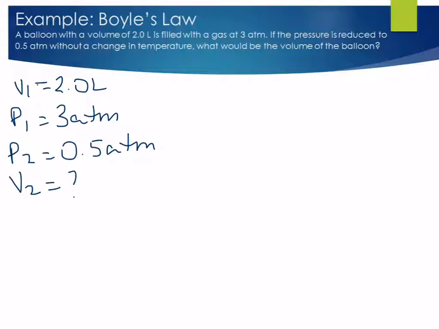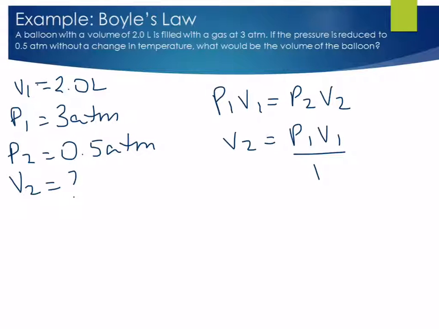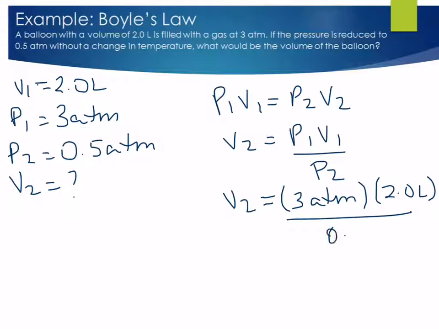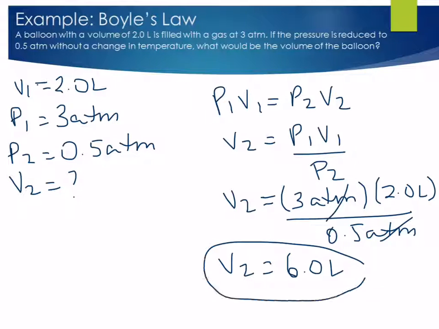So we're decreasing the pressure here. So that means we're actually going to be allowing those gas particles to move a little bit more freely. So we should get a higher volume. So our formula is P1V1 equals P2V2. And if I rearrange that for V2, it would look like this. And then we can put our information in. So we have 3 atmospheres times 2 liters over 0.5 atmospheres. So the atmospheres will cancel. We'll be left with a unit of liters, and we get 6 liters. So that makes sense. We have a higher volume because we have a lower pressure.